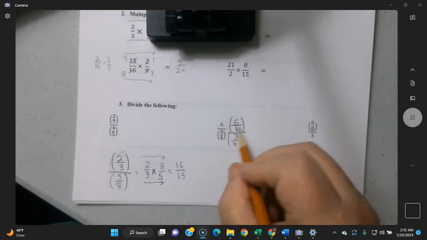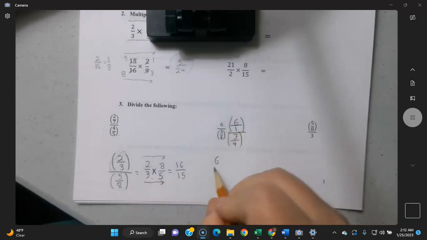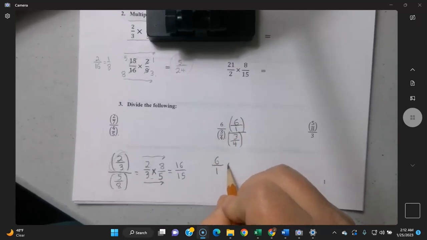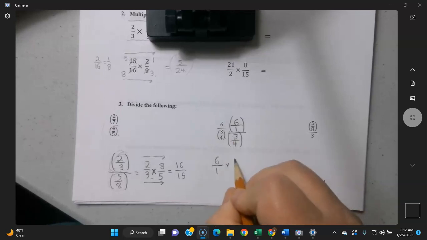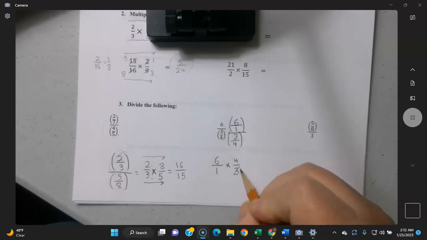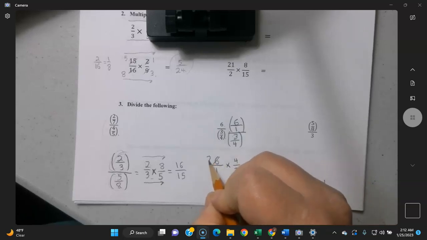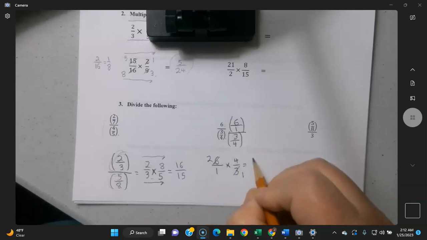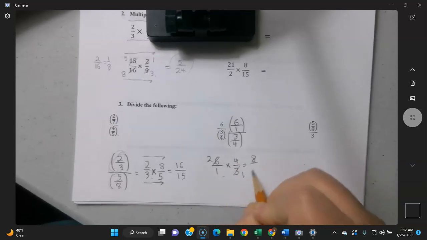Now I'm going to come down and do what we did over here. 6 over 1 times this flipped over, 4 over 3. Okay. There is an opportunity to cancel. 3 goes into 3 once. 3 goes into 6 2 times. So 2 times 4 is 8. 1 times 1 is 1.